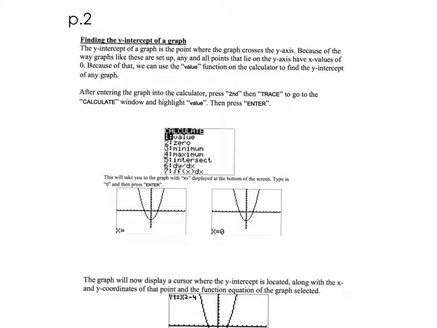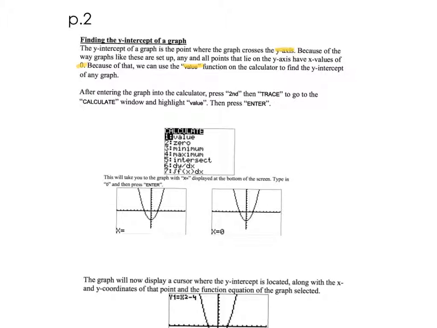Page 2, finding the y-intercept of a graph. The y-intercept of a graph is the point where the graph crosses the y-axis. Because of the way graphs like these are set up, any and all points that lie on the y-axis have x values of 0. Because of that, we can use the value function on the calculator to find the y-intercept of any graph.